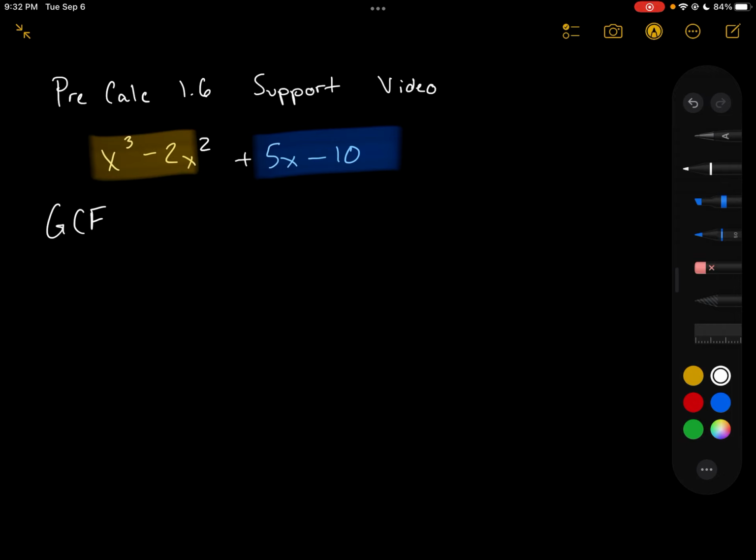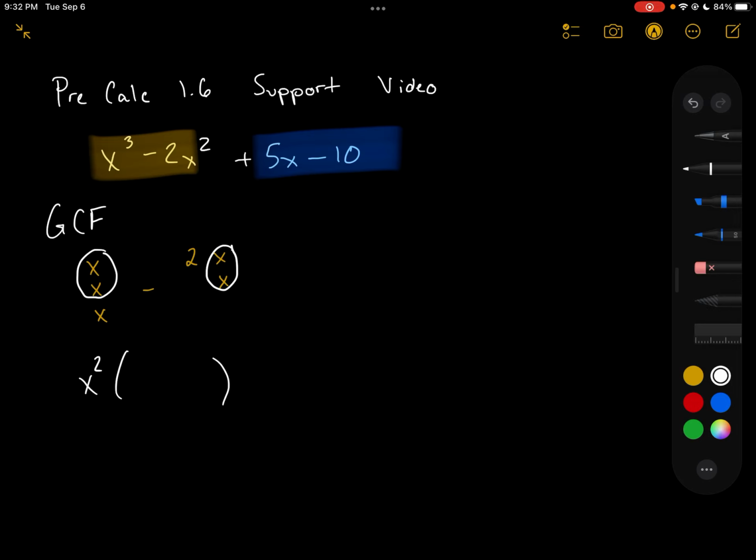Looking at these two things individually, if we're just looking at our yellows, remember we broke these down last year quite a bit. So x to the third would be 3 x's, and then minus 2x would be 2 is just 2 times 1, and then x squared would be also 2 x's. So if we take a look at this, what do they have in common? Well, they each have 2 x's in common. So that means that we're allowed to take those 2 x's out. So we can take x squared out.